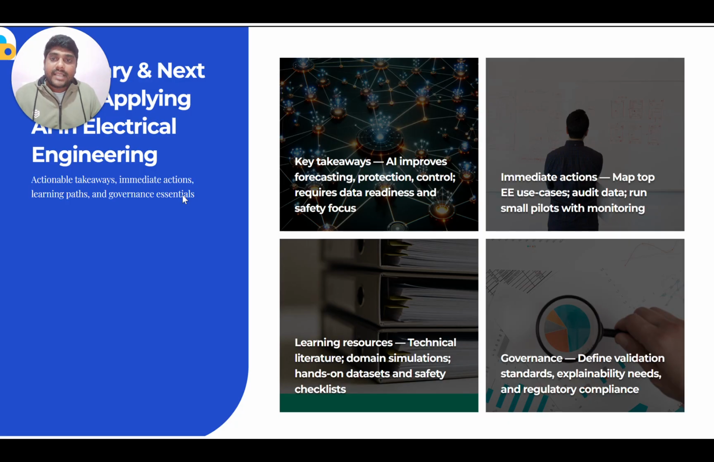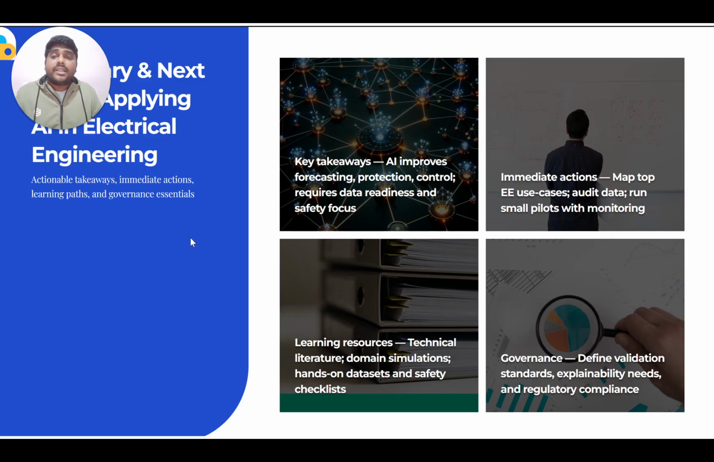Second, the immediate actions you can take today. Start by conducting an internal audit. Map your specific electrical engineering use cases to AI suitability. Audit your existing data quality and availability. Then run small pilots on non-critical systems, ensuring robust monitoring is in place from day one.